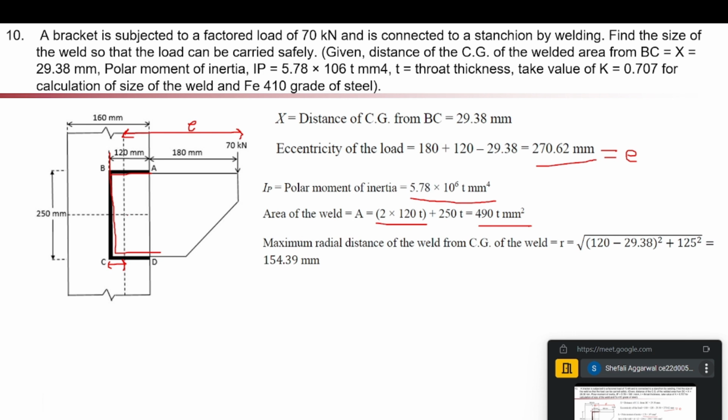Okay. Next is the radial distance. This is our radial distance R value. How are we calculating this R value? This is the hypotenuse of this triangle. So this length is 120 minus x, 120 minus x square plus this length 250 by 2, 125 square. So this R value is coming as 154.39 mm. Okay. Till here everything is clear to everyone.